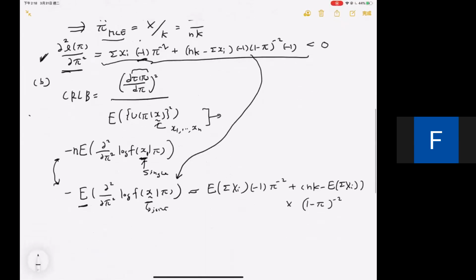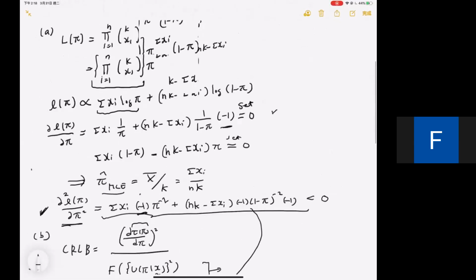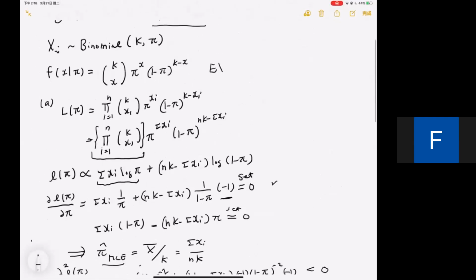Okay, so double check it. I think we are good. So this guy is minus, this guy right here, it's n E[X1] times, right? You have summation E[Xi], then each E[Xi] is times E[X1]. Okay, so E[X1] equals what? Individual X1, Xi follows binomial. So E[X] would be, of course, k pi, right? K pi.